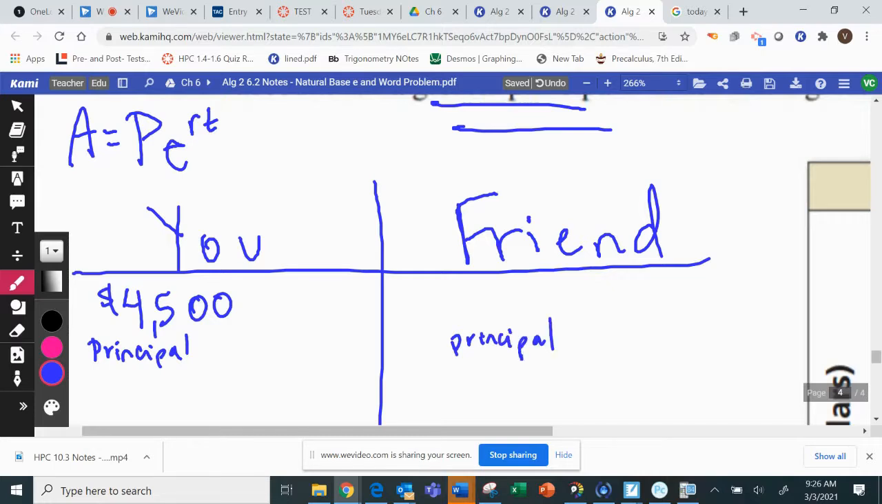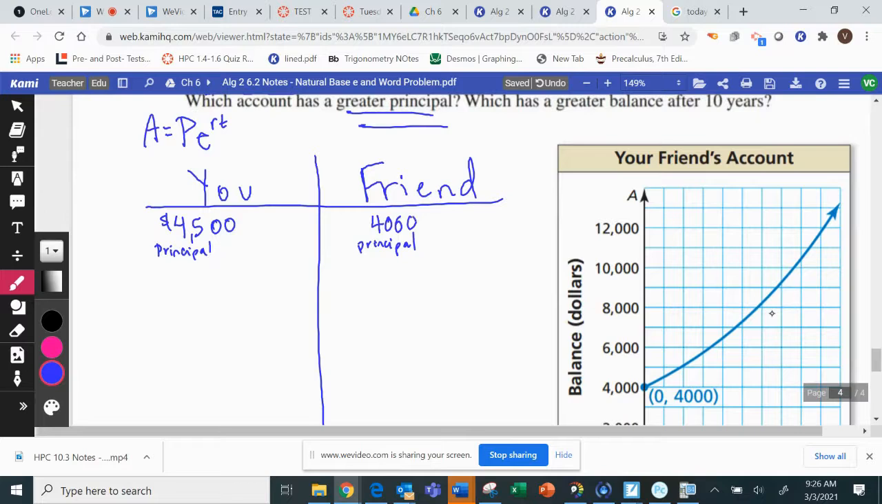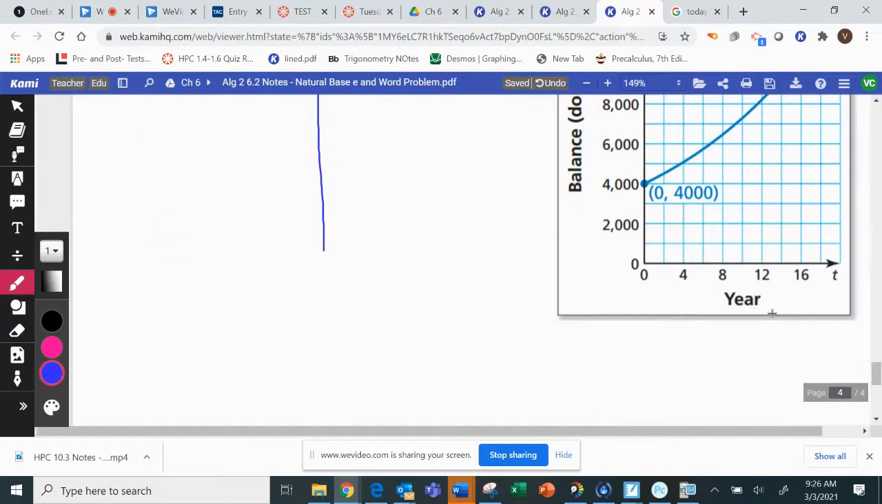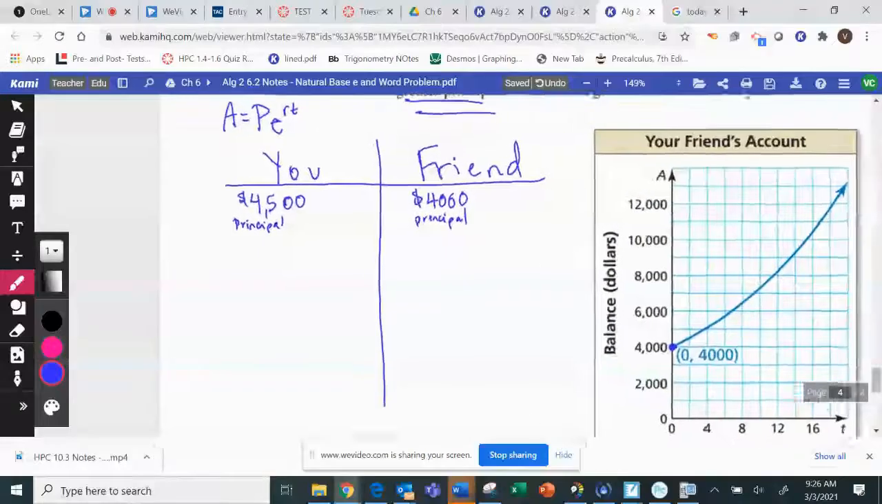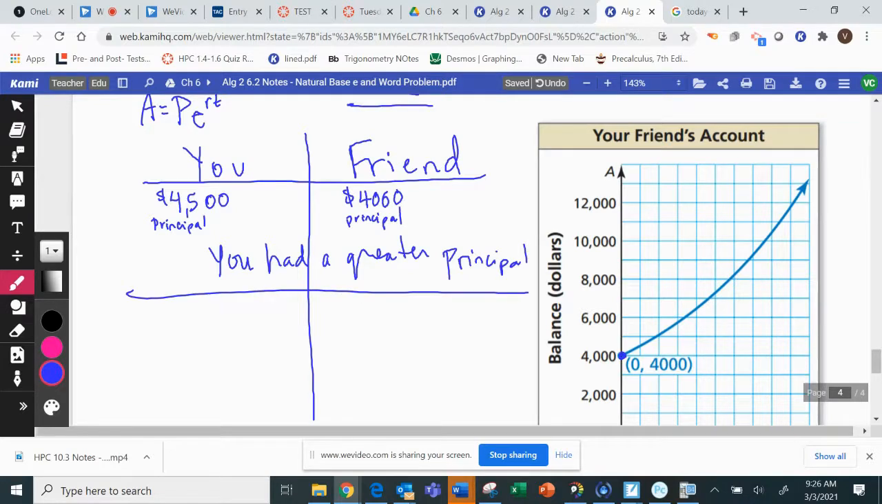Okay, now let's look at the graph. What is your friend's starting amount? 4,000. Because we look at the time being 0, the year being 0, they started with 4,000. So who had more money to start? You did. Okay, so you had a greater principal.